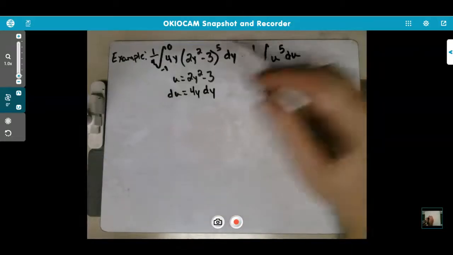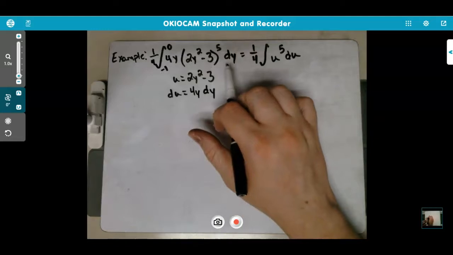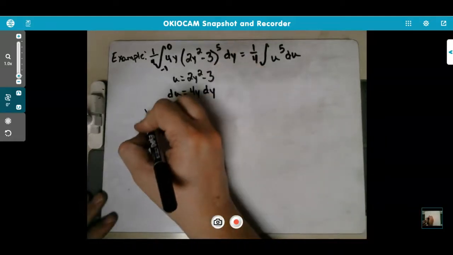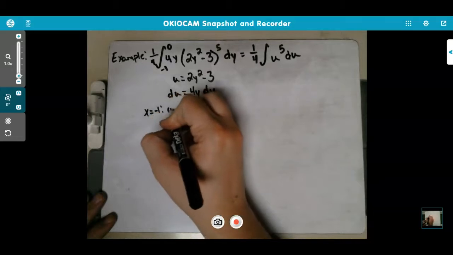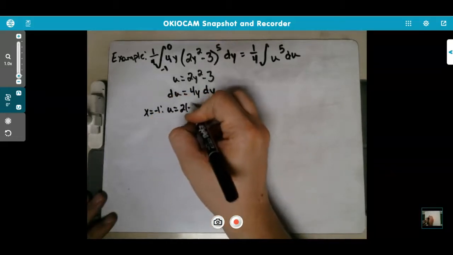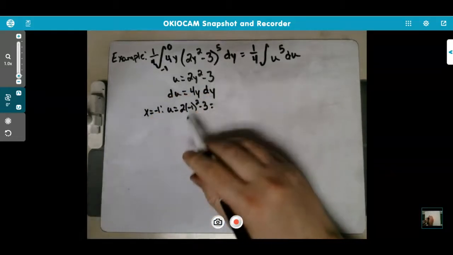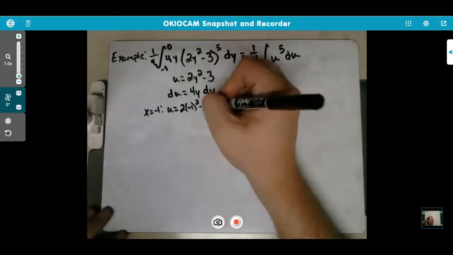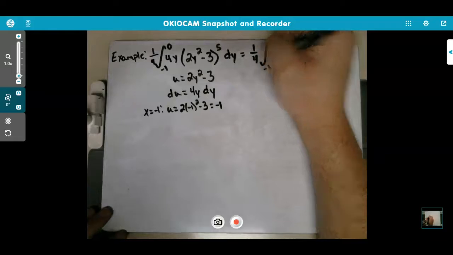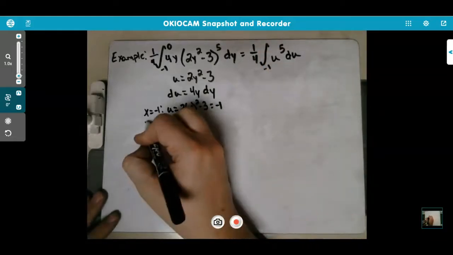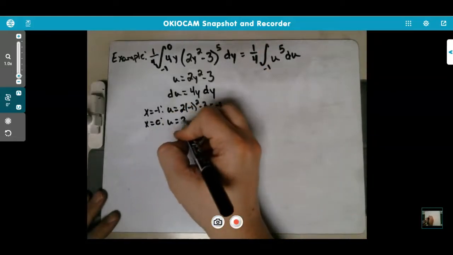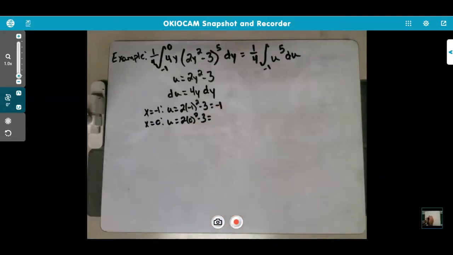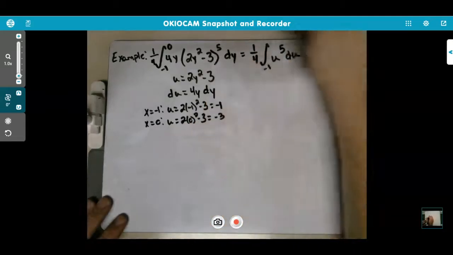Now for the bounds, my bounds now are in terms of a y. I need them in terms of the u. So for y equals -1, u equals 2 times -1 squared minus 3. The -1 squared is 1. 2 times 1 is 2. 2 minus 3 is -1. So that bound stays the same. That's helpful. For y equals 0, u equals 2 times 0 squared minus 3. 0 squared is 0. 0 minus 3 is -3.